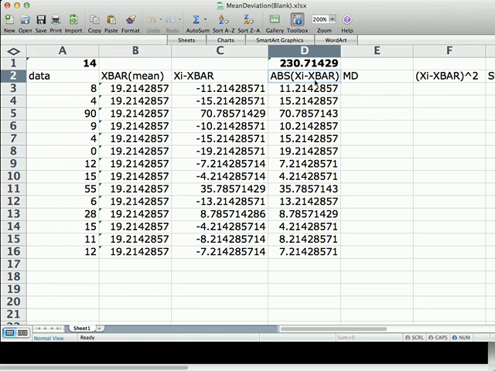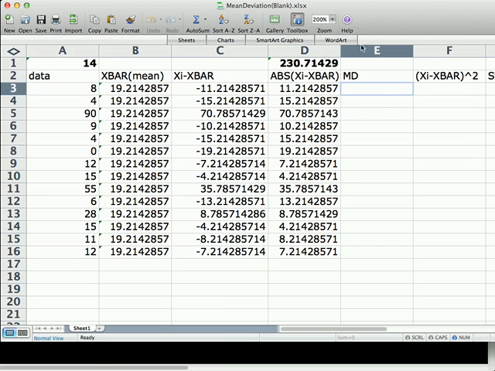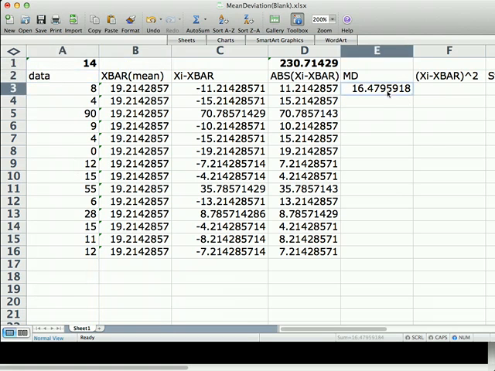So guys, how am I going to find the mean deviation? What do I do with that sum? Divided by n. I think I already calculated n here. It's 14. So I'm going to take this, divide by that. N is the number of data points. So that's my mean deviation. Okay? 16.47 means on average, my data is 16 units away from the middle.